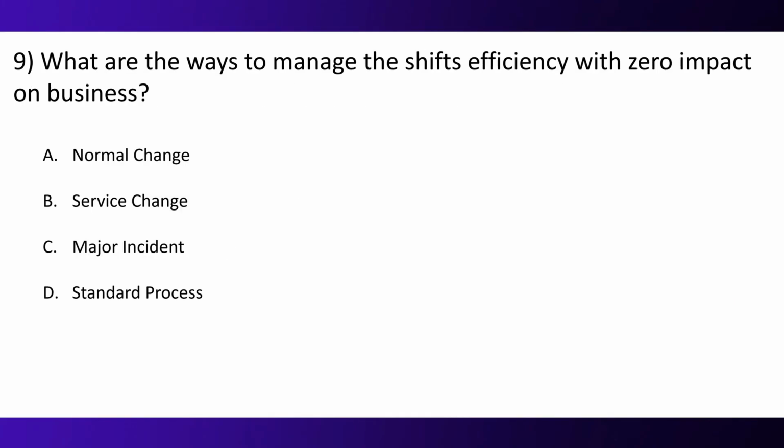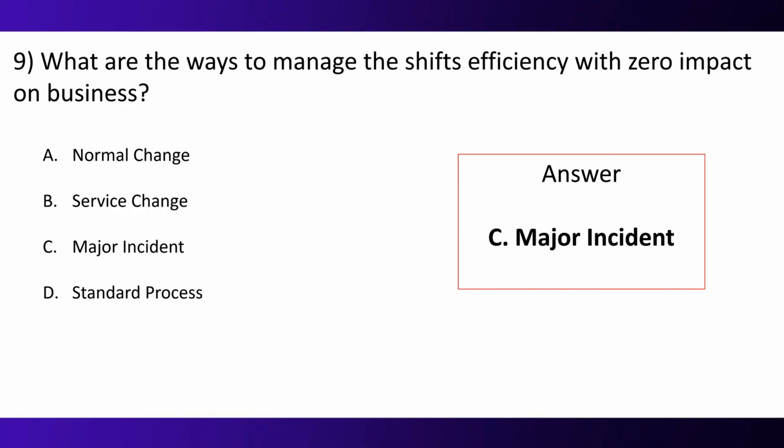Question 9. What are the ways to manage the shift efficiency with zero impact on business? Option A, normal change. Option B, service change. Option C, major incident. Option D, standard process. And the correct option is C, major incident.